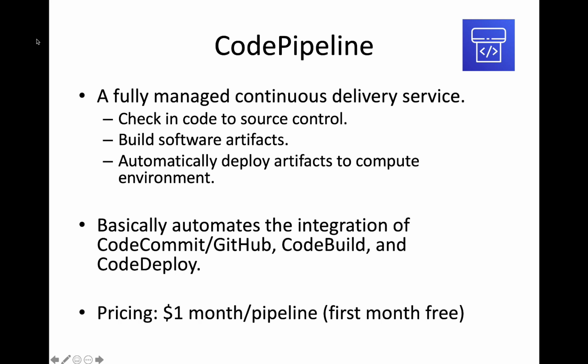From a pricing standpoint, each pipeline that you build using the CodePipeline service will cost you $1 per month. But there's sort of a free tier in the sense that the first month is free for each pipeline that you create. So you could spin up a pipeline, and then if you decide you're not going to use it, you could delete it, and it essentially won't cost you anything because you haven't used it for more than a month.